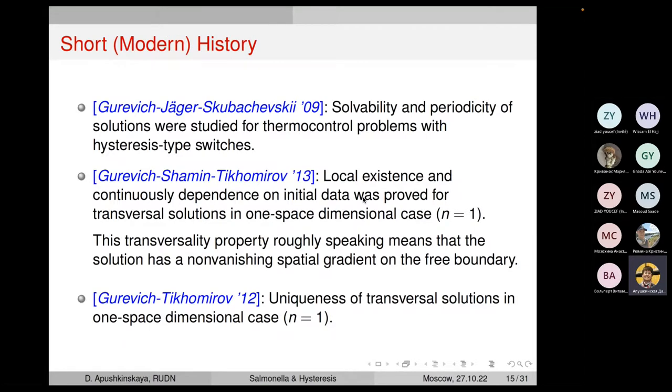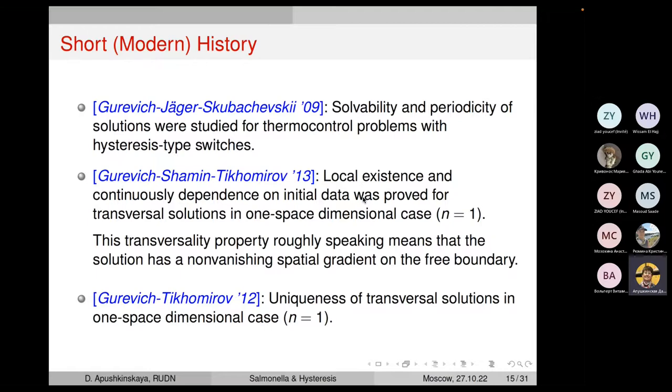Okay, and in this century, so what should we call modern history? Such a problem in our formulation, or with some small variations, was studied first in the paper of Gurevich, Jäger, Kubachevsky, 2009. They considered a thermocontrol problem with this type of switches. And they studied solvability and periodicity of solutions.